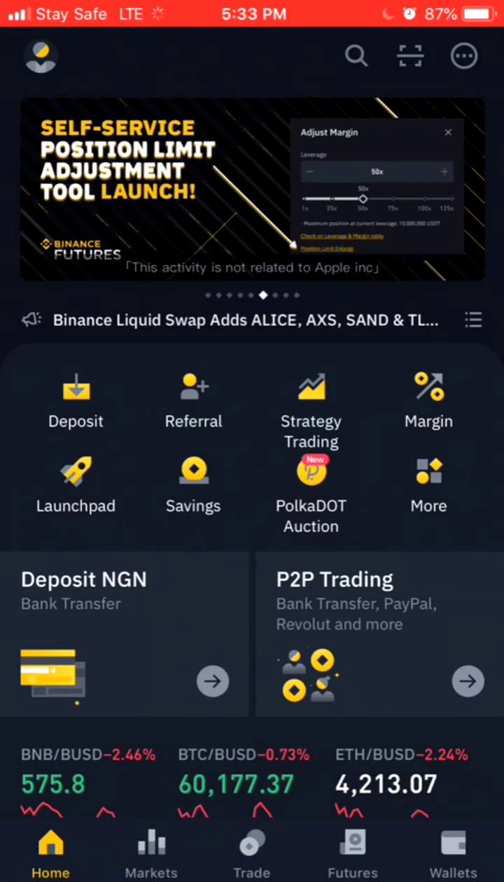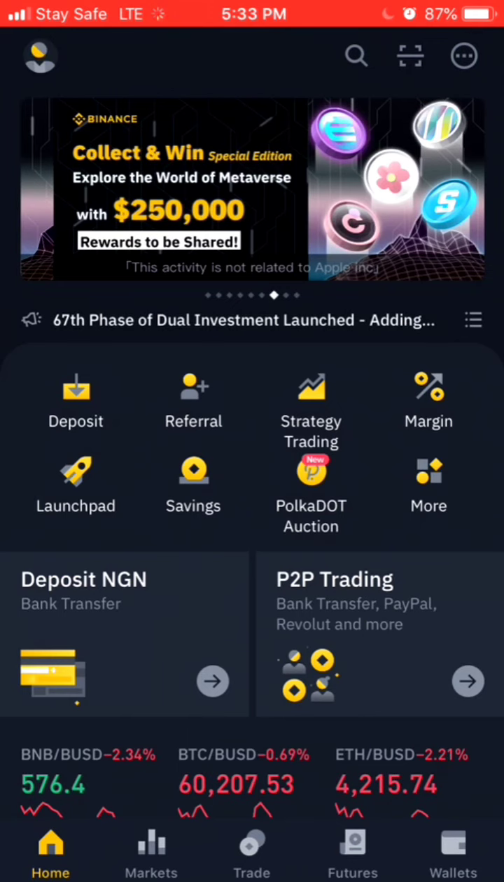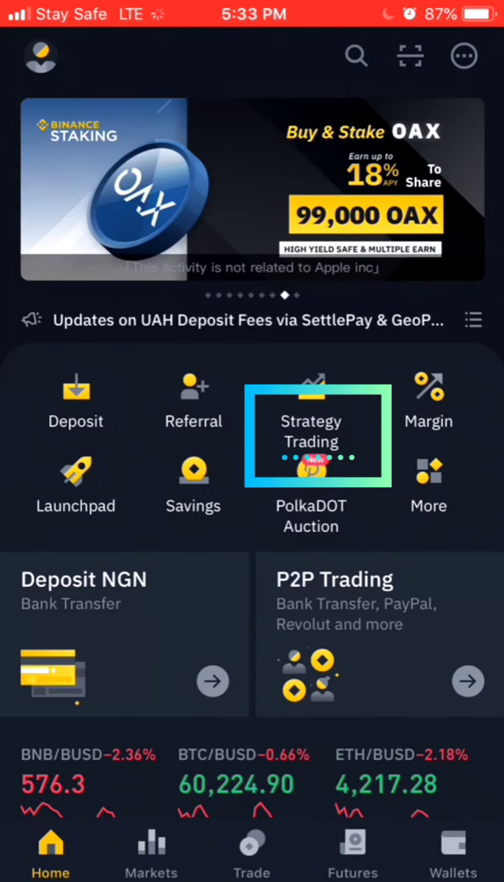After you've logged into your Binance account, you'll be taken to the Binance homepage. To access the GridBot trading platform, tap on the strategy trading icon.